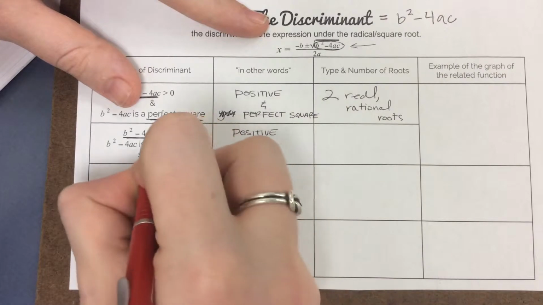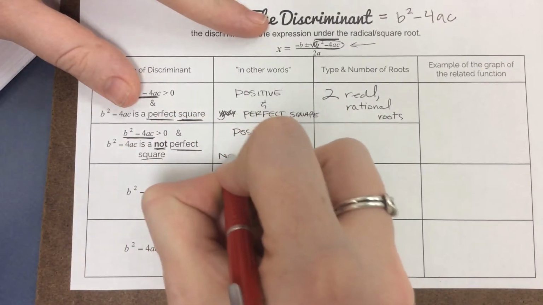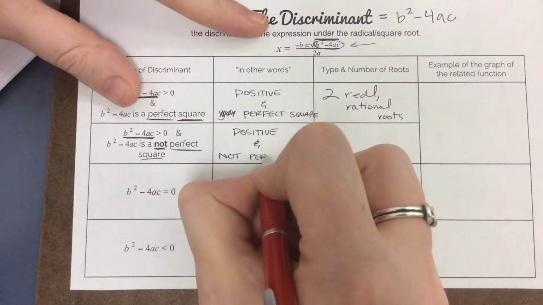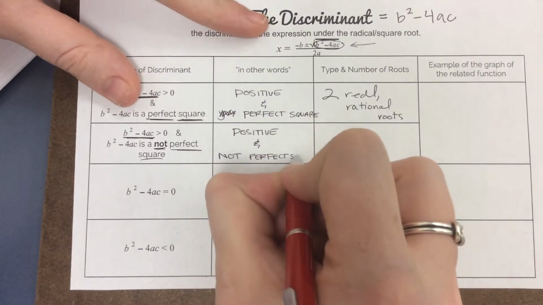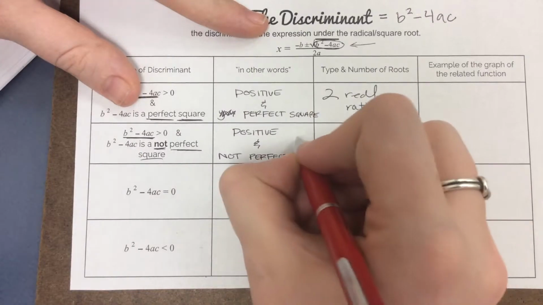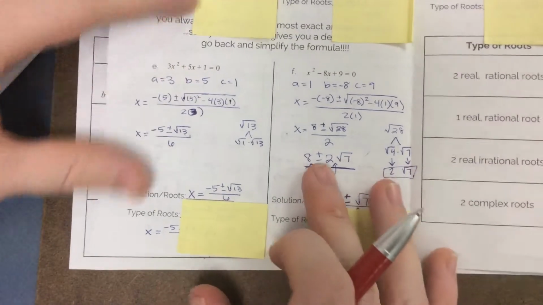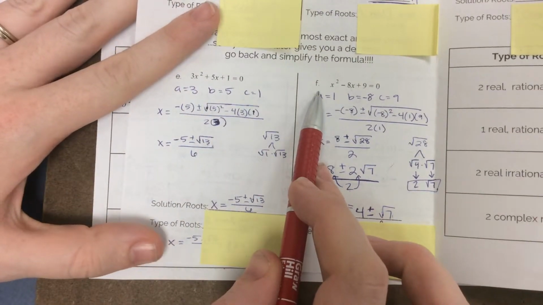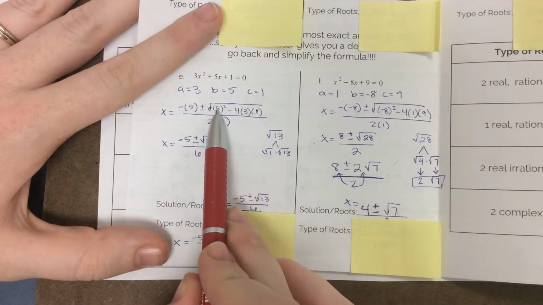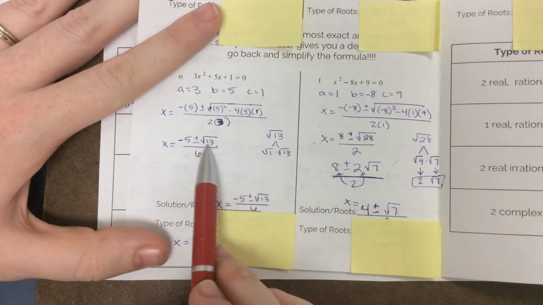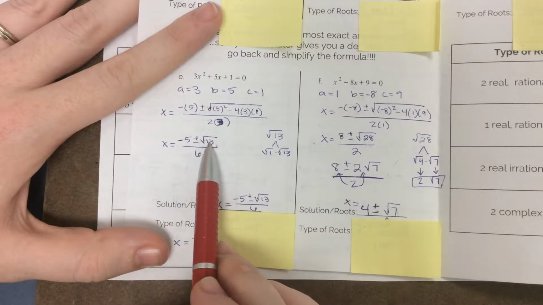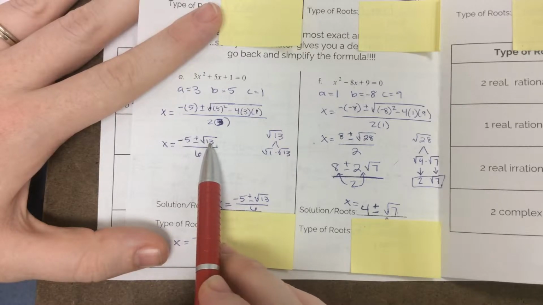But what if it's not a perfect square? Which means, what if you can't get rid of the square root? There's some kind of square root left. Okay. If we look at our examples from yesterday, we'll notice that example E and F, when we simplified the discriminant, we did 5 squared minus 4 times 3 times 1, we got 13. 13 is not a perfect square because you cannot take the square root of 13 and get a nice pretty number. You get an irrational number.